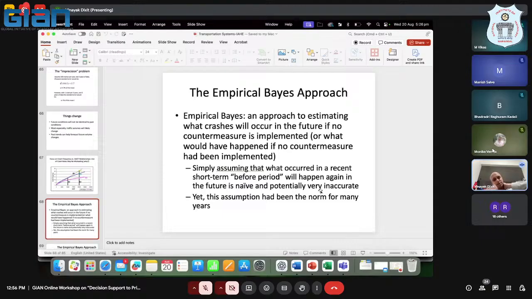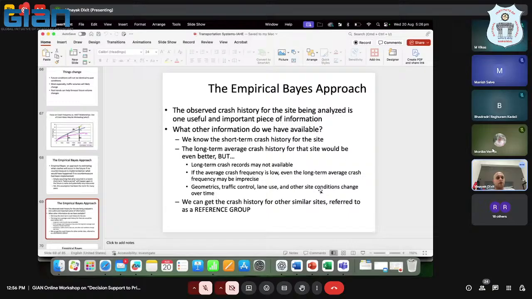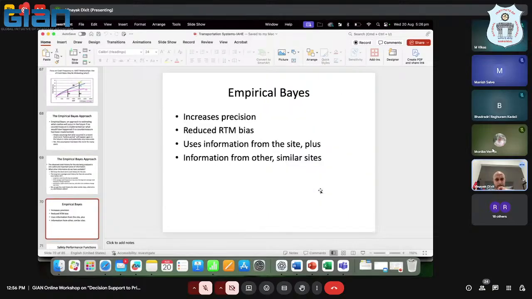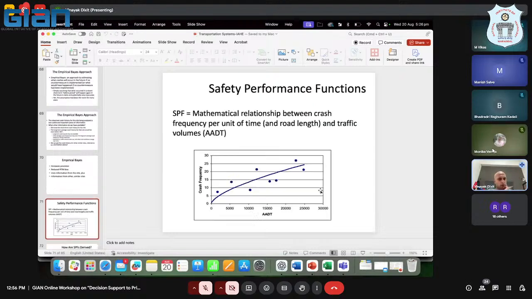So this is what moves us to an empirical base. The idea is that you're using an empirical Bayesian method. So you're not only accounting for what happened, but also, given the current situation, what would be the expected number of crashes, and looking at that difference. All right. So we will walk through this.